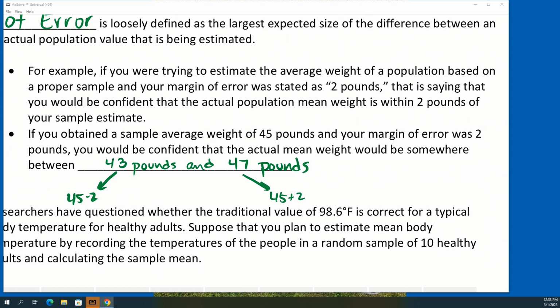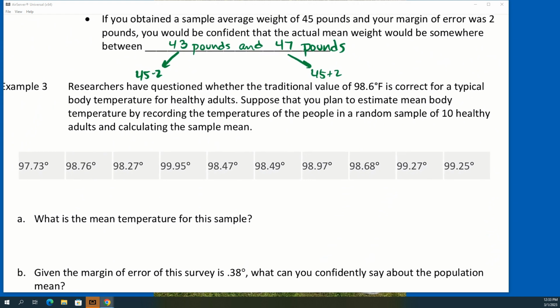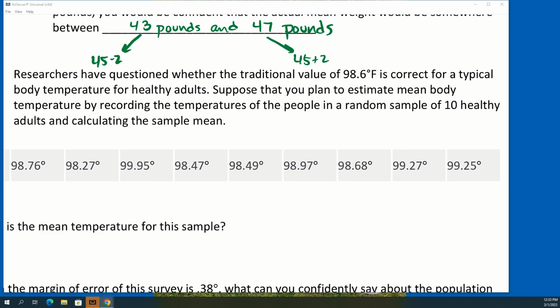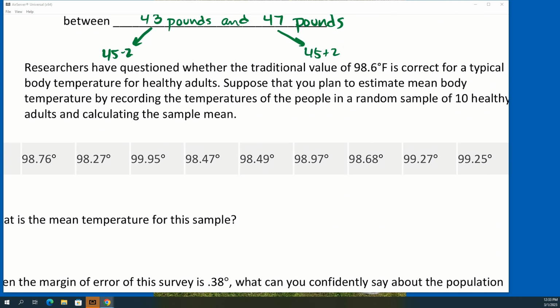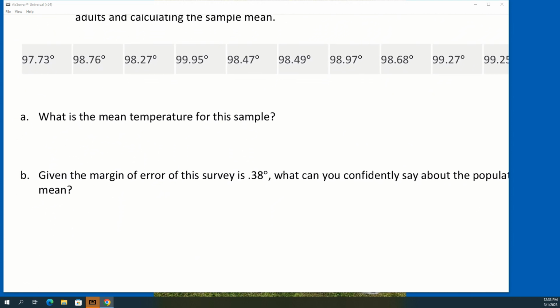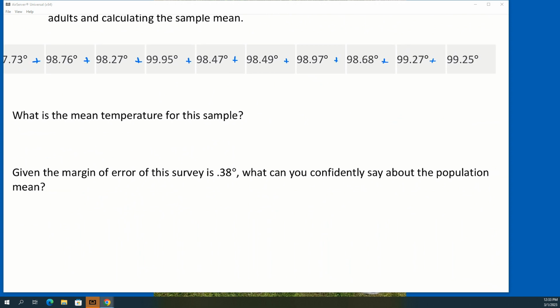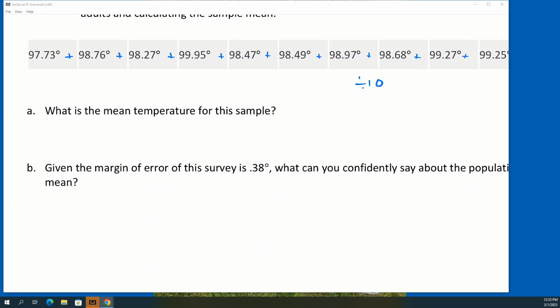Okay, so we're going to do an example where we're going to find a mean and then we're going to find that confidence interval. Bless you. All right, so researchers have questioned whether the traditional value of 98.6 degrees Fahrenheit is correct for a typical body temperature of healthy adults. Suppose you plan to estimate mean body temperature by recording the temperatures of people in a random sample of 10 healthy adults and calculating the sample mean. All right, so here are our 10 healthy adults and their body temperature, and we're just going to add them all together. And that's 10 of them, and then we're going to divide by 10. That's going to give us the mean temperature for this sample.